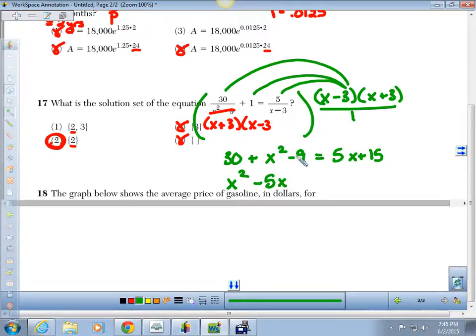What's 30 minus 9? 21. And how do I bring that 15 over? We subtract it. So what's 21 minus 15? Positive 6 equals 0.